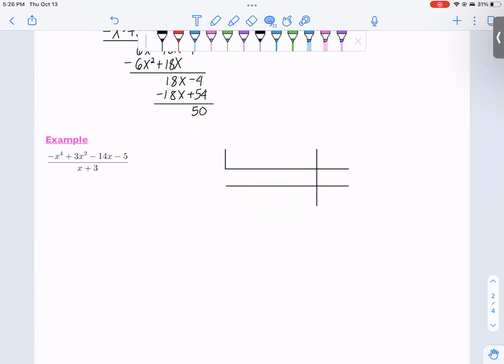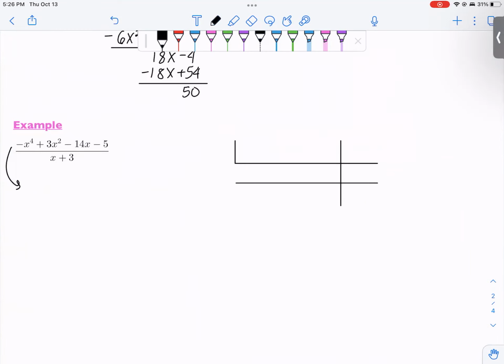My first step, always, always, always, is going to be rewriting polynomials that aren't written in the right form. So this should be negative x to the fourth. We're missing a cube term, so plus 0x cubed. Plus 3x squared minus 14x minus 5. I'm taking the opposite sign when I put this number over here. The last coefficient comes over here, and then I have negative 1, 0, 3, and negative 14. Those are the coefficients.